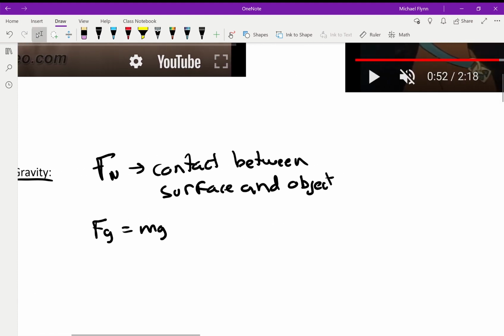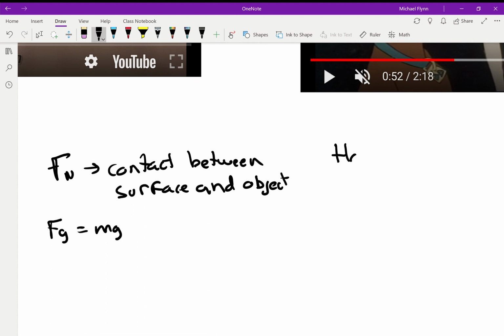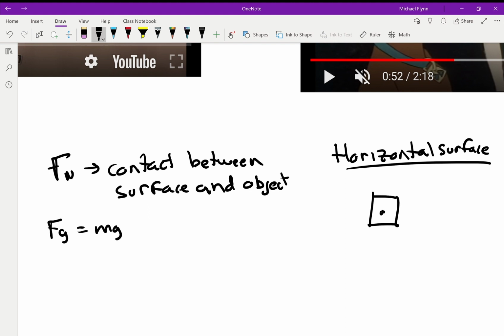Now, on a horizontal surface, normally these two forces balance each other. So let's say you have a free body diagram of an object. There's gravity like this, and there's a normal force like that. Let's say the object is sitting on a surface like this. So there's gravity and there's a normal force.